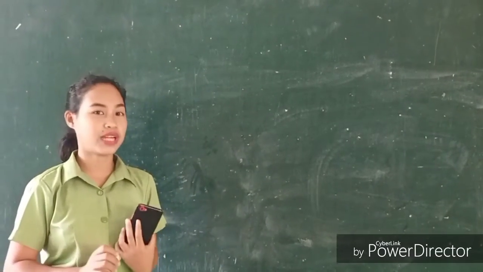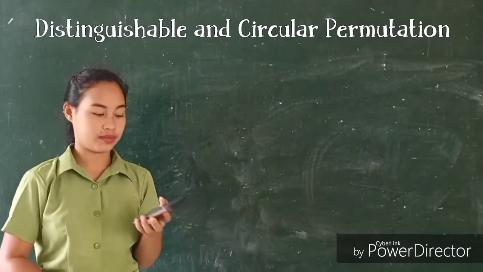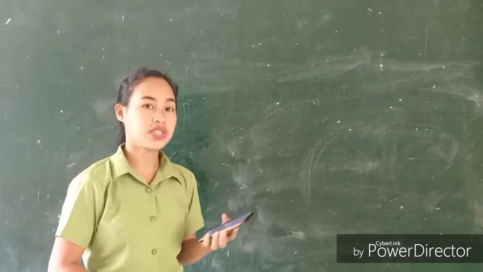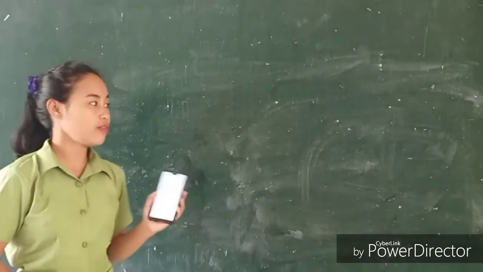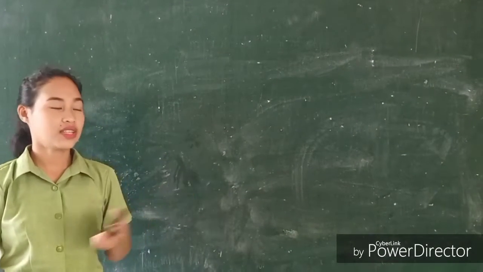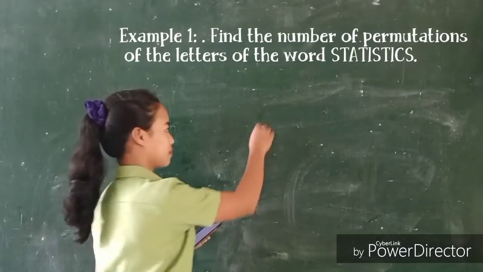Okay, so let's go now to the distinguishable and circular permutation. So notice that in the previous examples, the objects to be arranged are all distinct. So what if some of the objects are not distinct? Some are identical. So let's consider this example. Find the number of permutation of the letters of the word statistics.